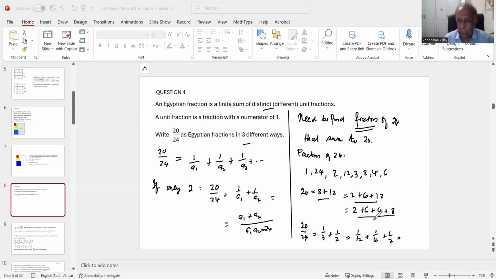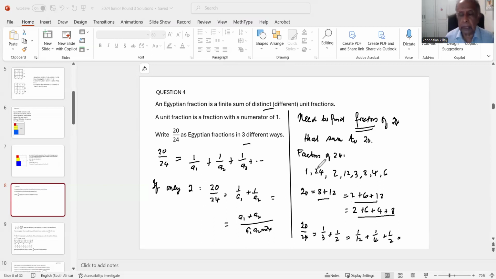And here, the same thing. 2 over 24 is 1/12, plus quarter, plus 1/6, plus 1/3. So these are the 3 different ways in which these are the 3 Egyptian fractions, right? Which gives you the sum of 20 over 24.